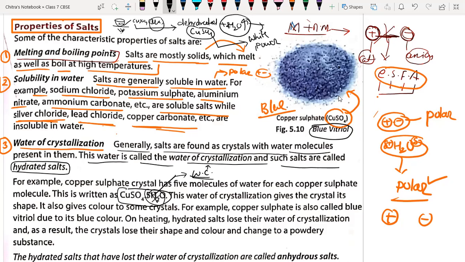One more example we have is ferrous sulfate, FeSO4, which contains 10 H2O molecules, and it appears green in color. Ferrous sulfate appears green, hence it is called green vitriol. So, blue vitriol and green vitriol.